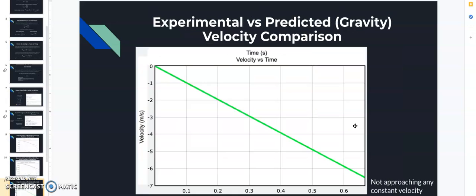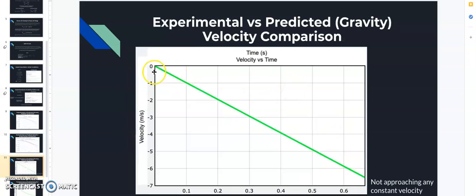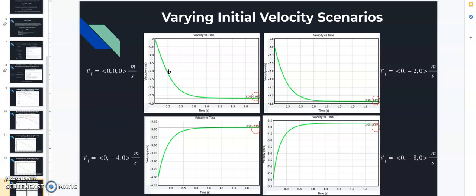So here is the experimental versus predicted velocity comparison only with gravity. As you can see, as time progresses, it does not approach a constant velocity, but when you compare the velocity versus time graph for gravity and drag, it does appear to approach a constant or terminal velocity. And from the gravity one, it will not approach a terminal velocity because there's no drag force, and the terminal velocity would be when the drag force is about equivalent to the force of gravity.